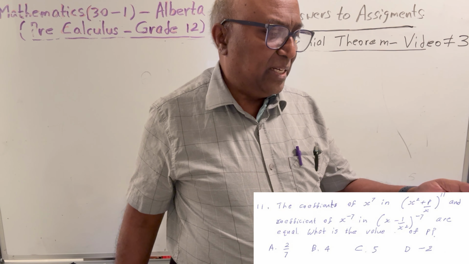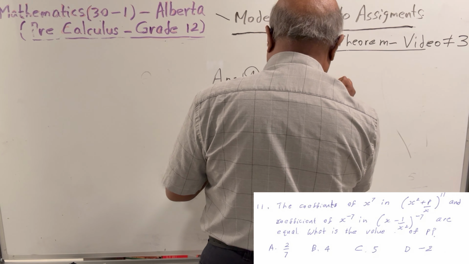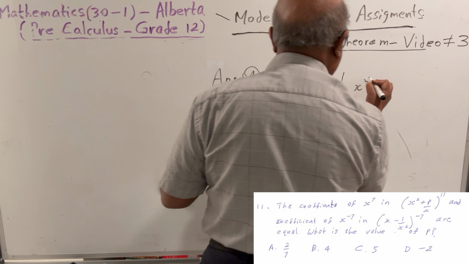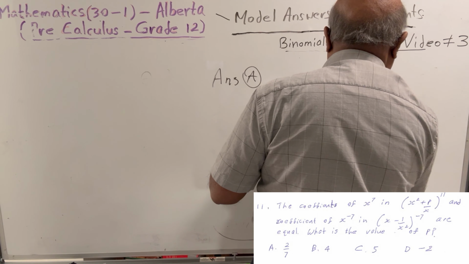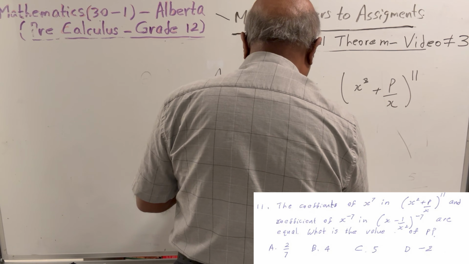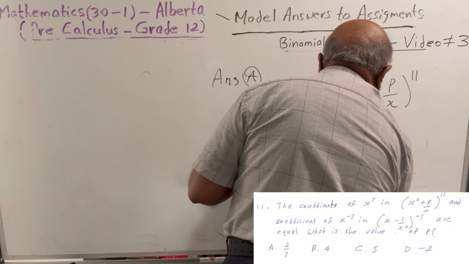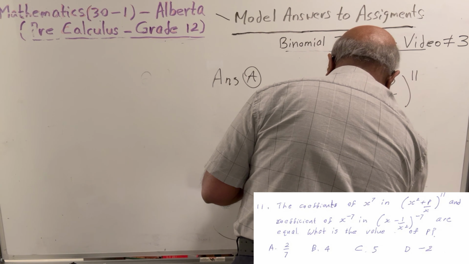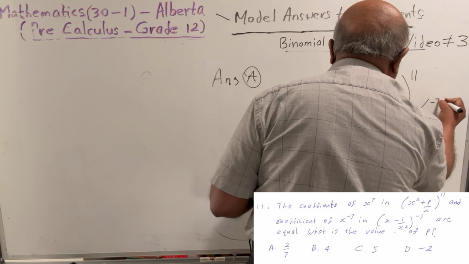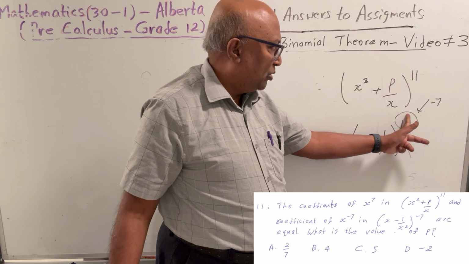Coefficient of x^7 in (x^2 + 1/x)^11 and coefficient of x^-7 in (x - 1/x^2)^11. This should be 11. By mistake I wrote this as minus 7. This is a writing mistake. In the second expression, the exponent should be 11.